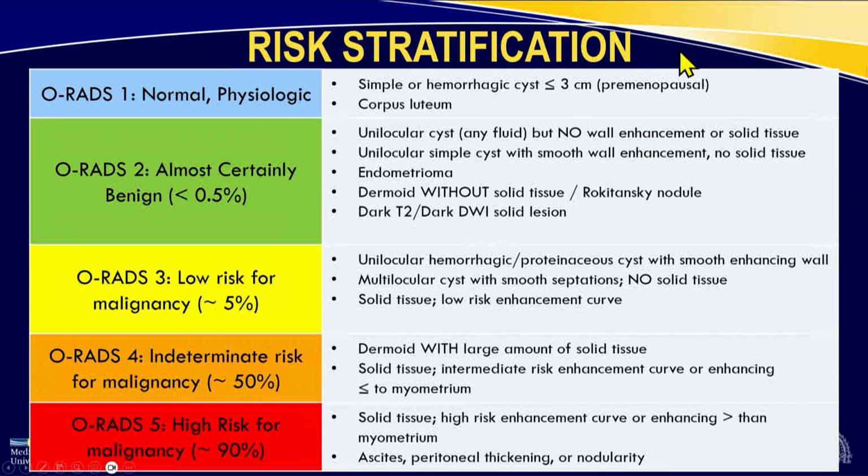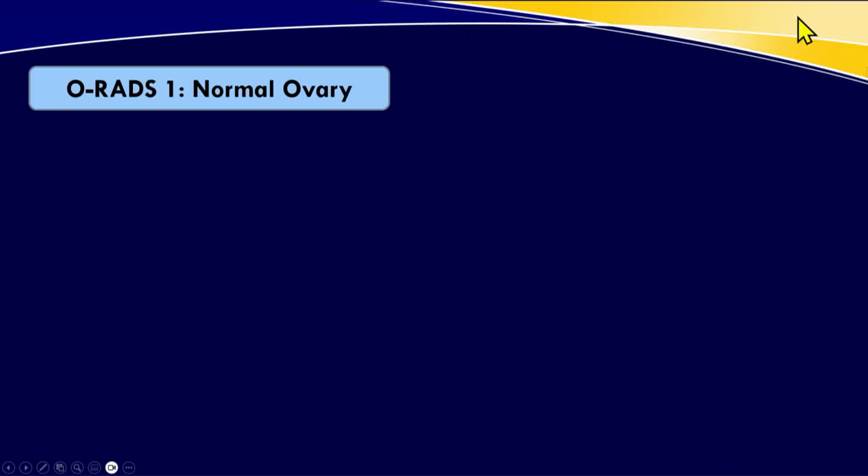Again, O-RADS 1, normal or physiologic. O-RADS 2, almost certainly benign, less than 0.5% chance of malignancy. O-RADS 3, low risk, about 5% chance of malignancy. O-RADS 4, an indeterminate risk, about 50%. And O-RADS 5, high risk of malignancy, 90%. So let's look at some cases of the different O-RADS scores.